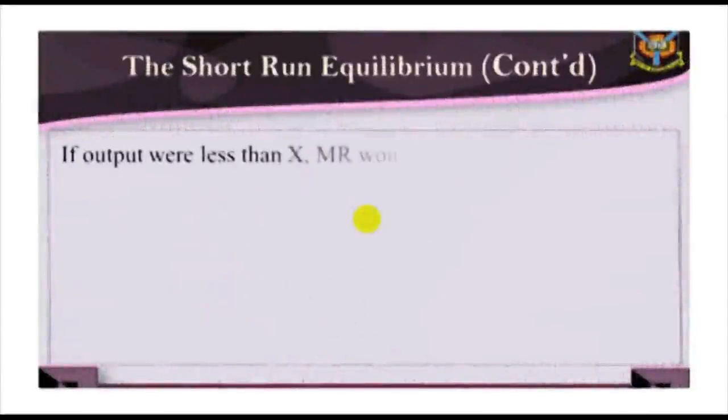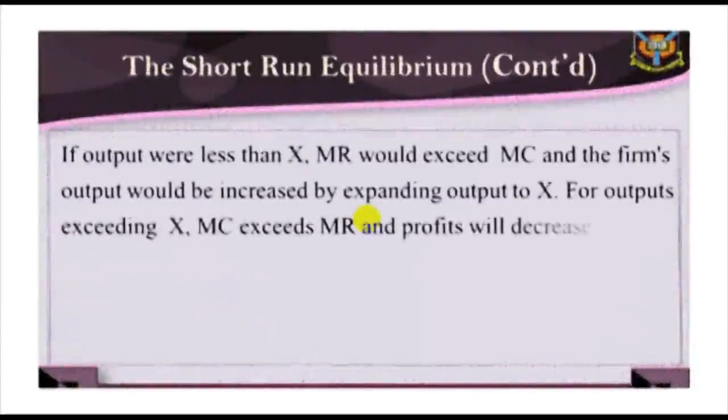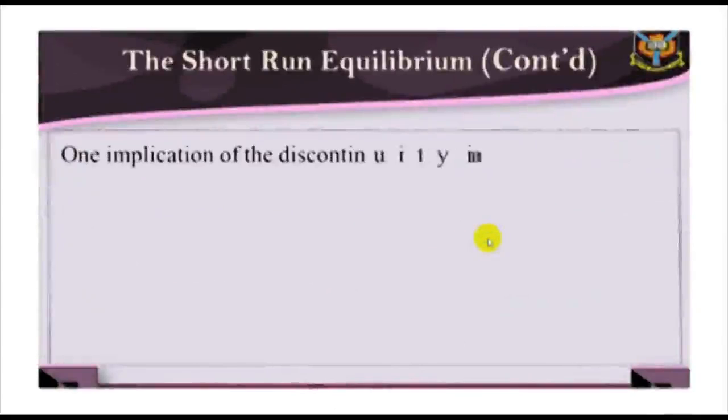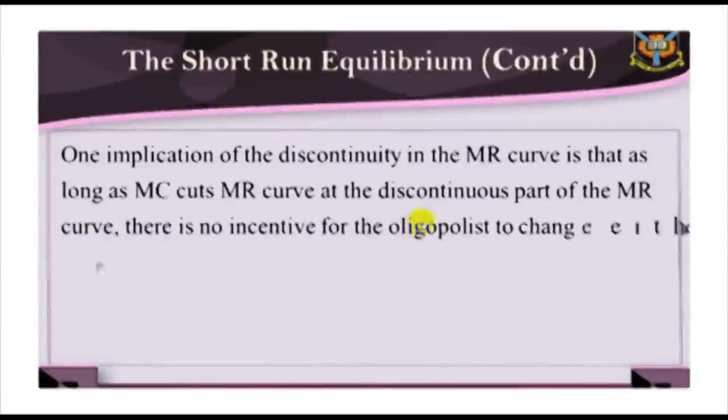If output were less than X, MR would exceed MC, and the firm would increase profit by expanding output to X. For outputs exceeding X, MC exceeds MR and profit will reduce. One implication of the discontinuity in the MR curve of the oligopolistic firm is that as long as MC cuts the MR curve at the discontinuous part of the marginal revenue curve, there is no incentive for the oligopolist to change either price or output. Long run.